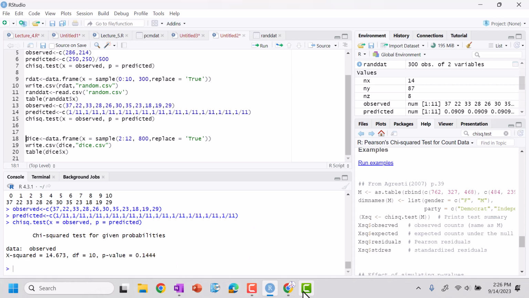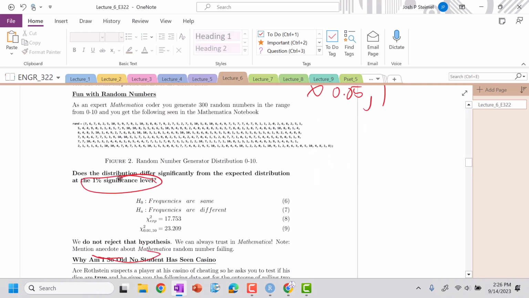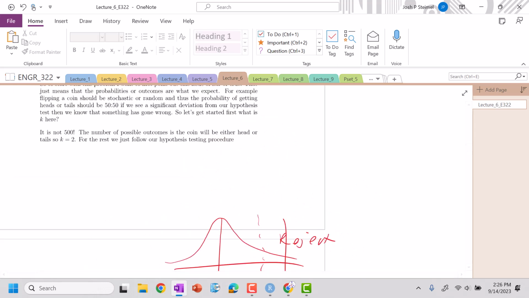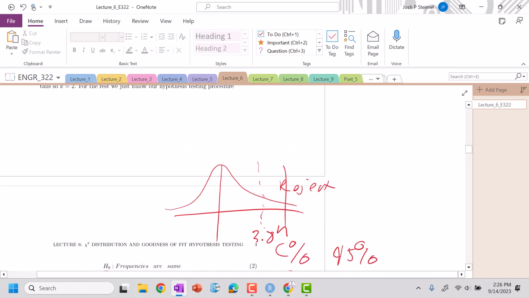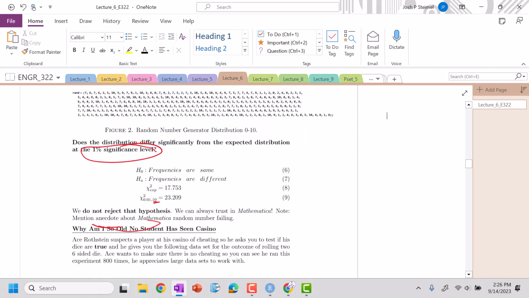So our problem is asking us at the 1% significance level. Again, the hypotheses are: frequency is the same, frequency is different. So this is going to be our alpha. And remember, if you do the hypothesis testing protocol, you can calculate the chi-squared by hand. You can do it with our tool for chi-square as well. And actually, yeah, we can do that here.